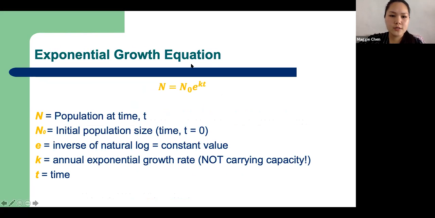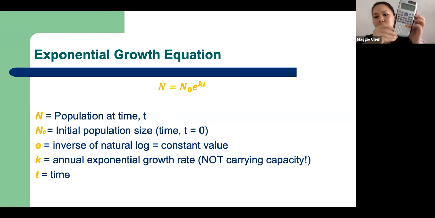So our equation here is N equals N naught times e to the kt. What this means is that N is our population at this certain point in time, t is our time, N naught is our initial population size for whatever time period we're looking at, times e, the inverse of natural log. It's just a constant value that you can find on your calculator.